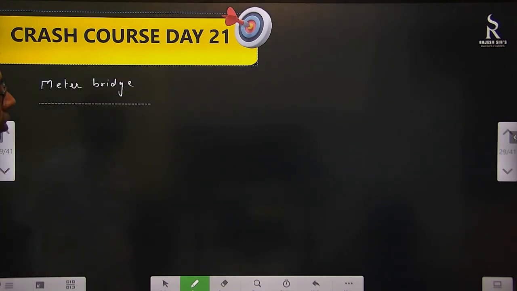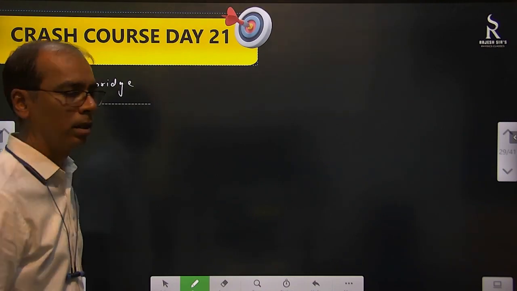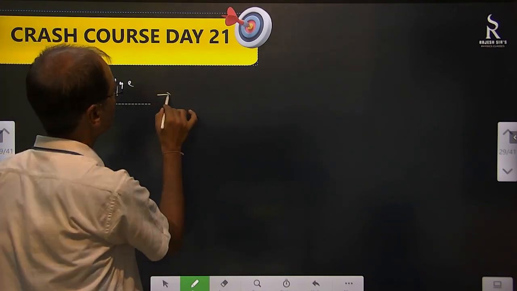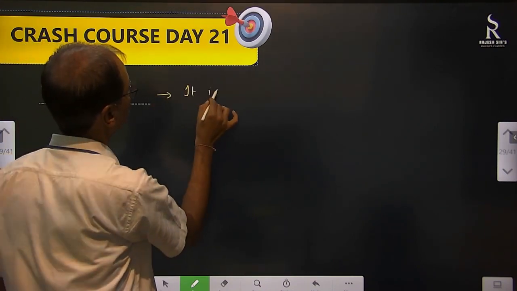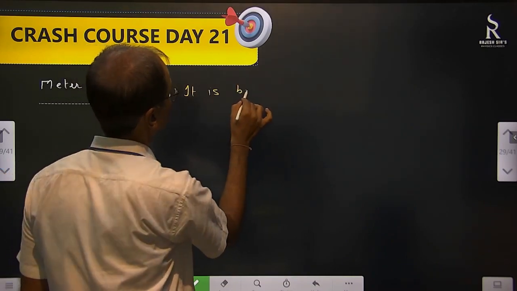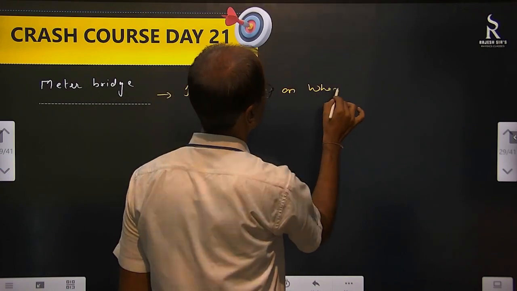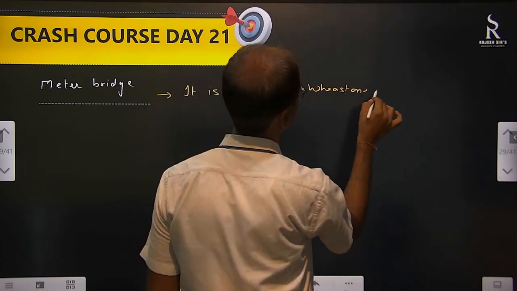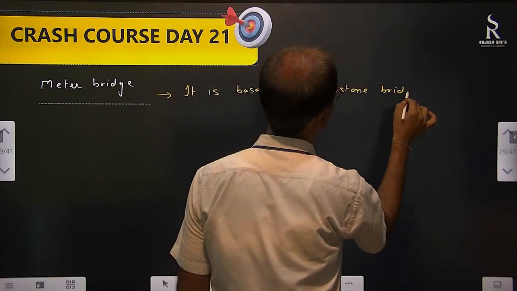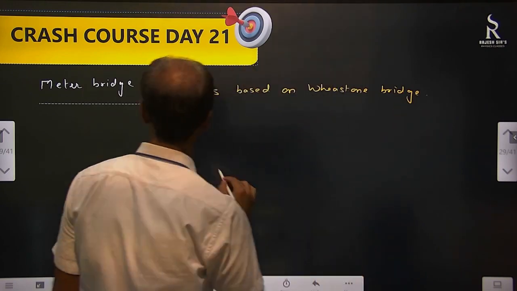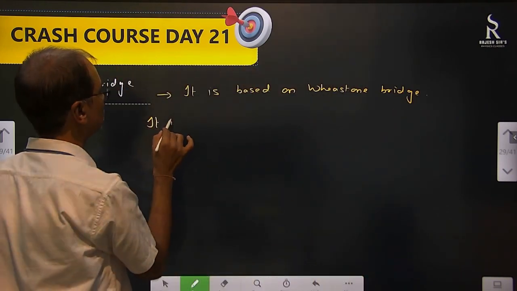Alright, last topic, meter bridge. A meter bridge is based on the Wheatstone bridge. It is used to find unknown resistances.